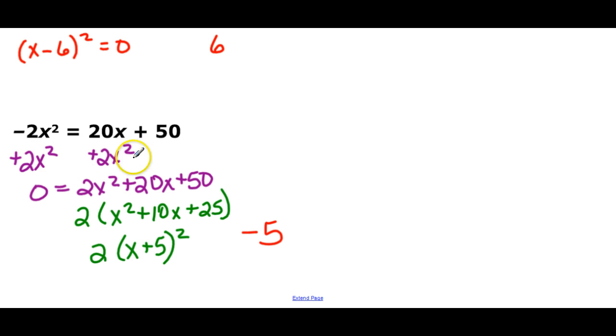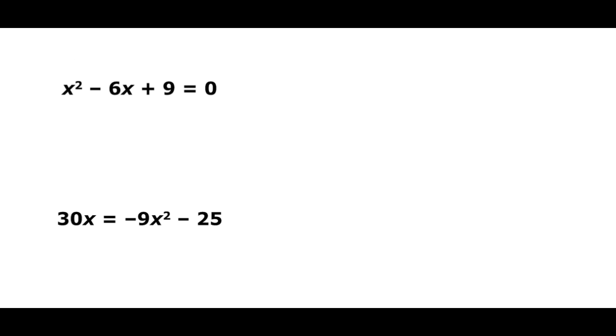This last one was a little trickier. I added 2x squared to both sides. I never like to have a leading coefficient that's negative, if at all possible. So I had the 0 over on the left-hand side. It really doesn't make a difference. First thing I need to do is take out a GCF, which is 2. Once I do this, I recognize this as a perfect squared trinomial, and that is factored x plus 5 squared. The only value that will make this equal to 0 is negative 5. Okay? Here's some more to try.